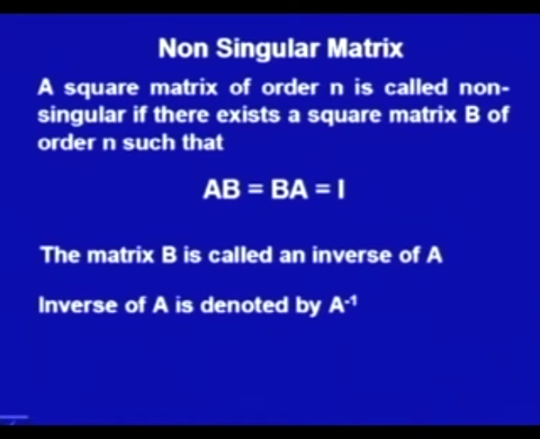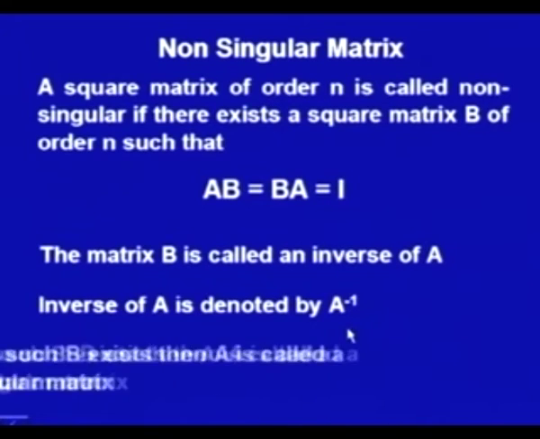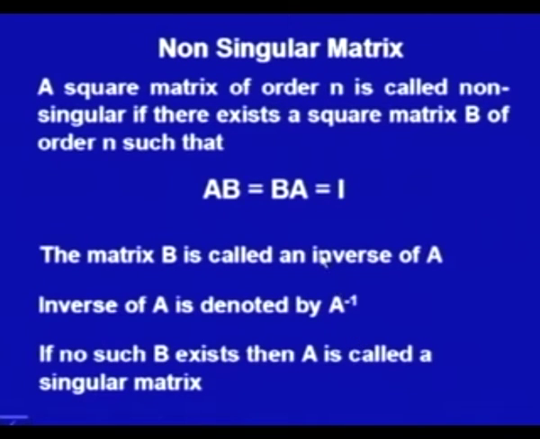The inverse of A is denoted by A inverse. So, we say B is equal to A inverse, or we can say A inverse is equal to B. If no such B exists, then we say the matrix A is a singular matrix. One can notice that this product is commutative.